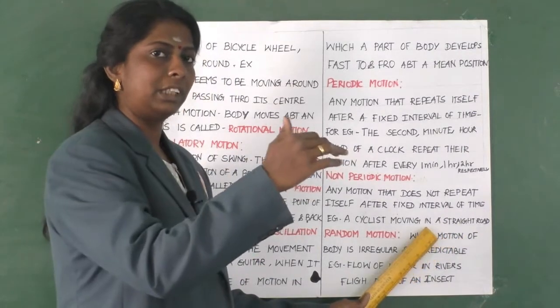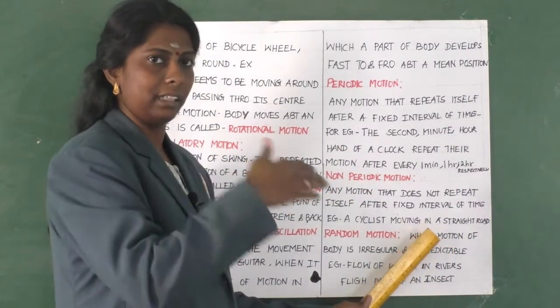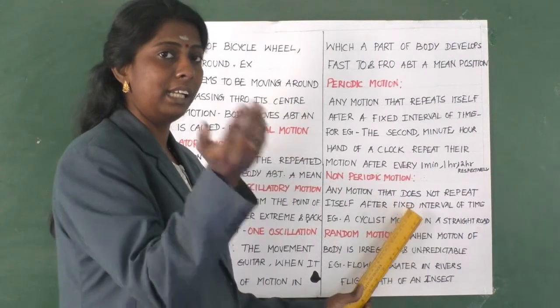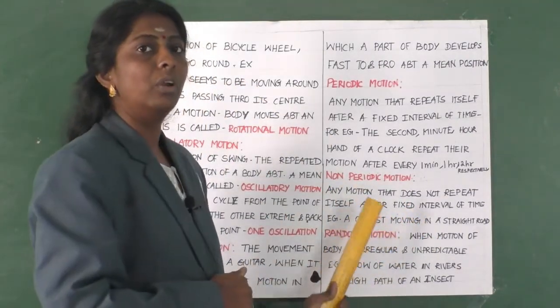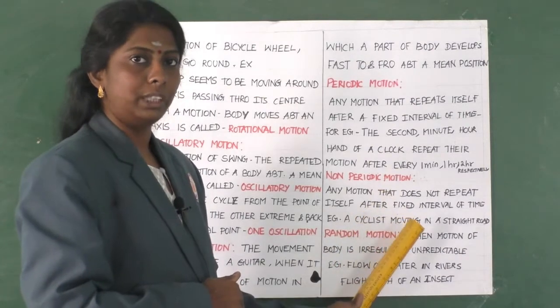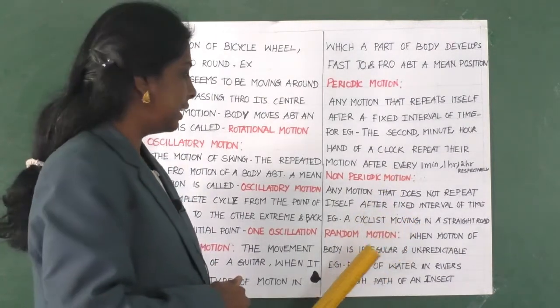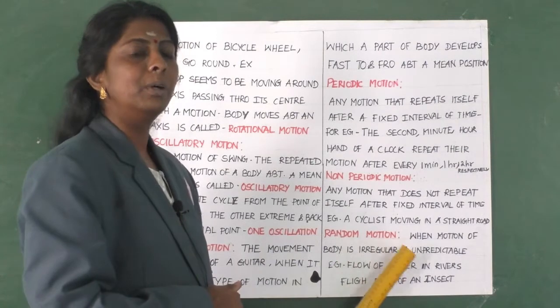He is doing the same action, but it is not repeatedly done. Is it not? Repeatedly done after 5 minutes. It's not like that. So that is one example for non-periodic motion. Clear? Yes.